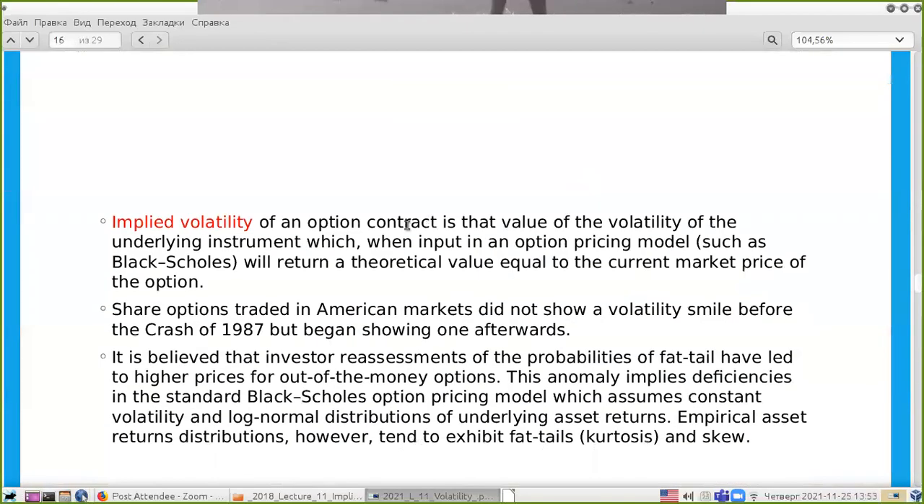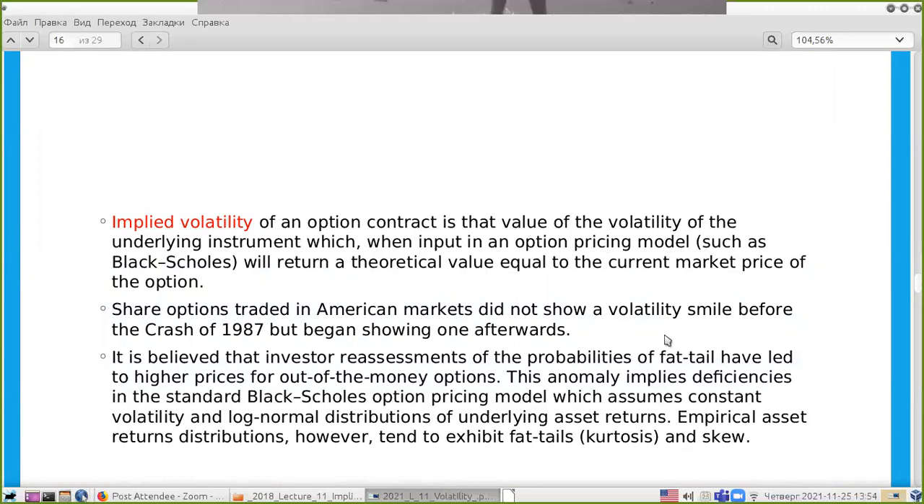So the implied volatility of an option contract is that value of volatility of the underlying instrument which, when input in an option pricing model, will return a theoretical value equal to the current market price of the option. We replace the theoretical value by the current market price of the option, and we solve this equation and we get implied volatility.